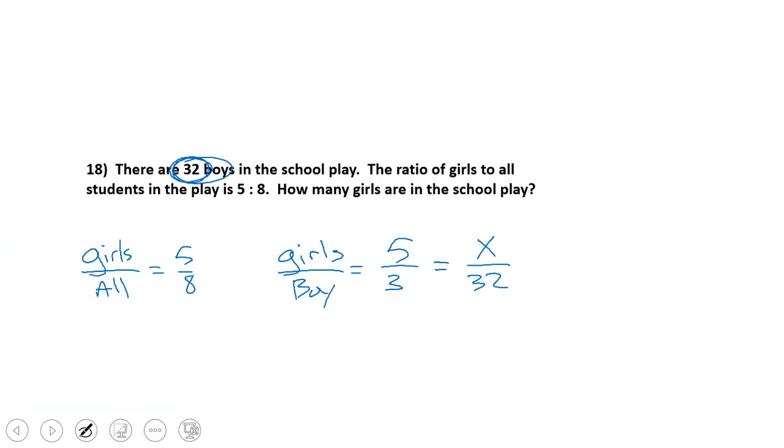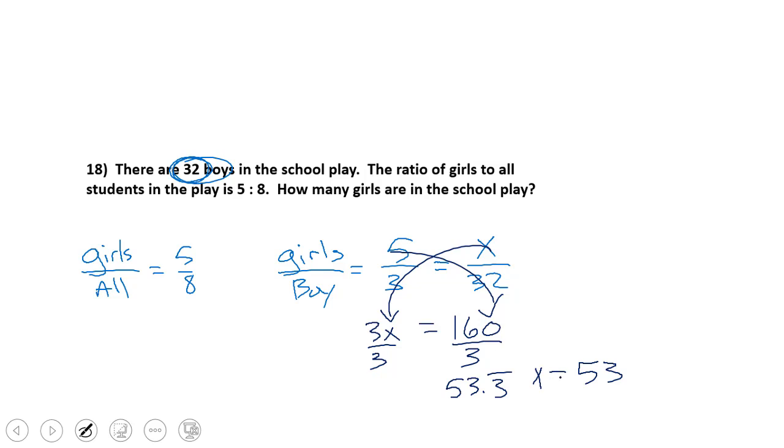All right. Now we have our proportion using cross products. 3x is equal to 5 times 32. Well, 5 times 32 is 160. Dividing that by 3, I get 53.3 repeating. And you're going to say, wait a minute. You can't have a part of a girl. You can't have 0.3 of a girl. You're right. So how does that round? That rounds to 53. So that means there has to be 53 girls that are in the play.